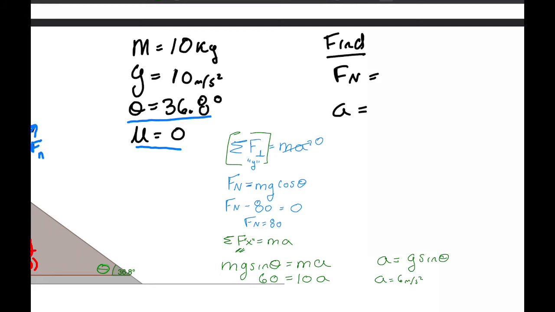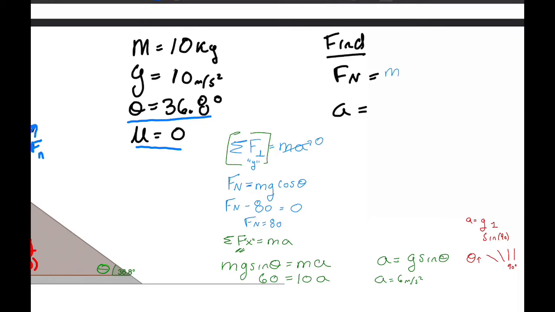What is really cool about this is a equals g sine theta. Think about what happens as your theta increases. Your ramp is getting steeper and steeper and steeper. And the steepest ramp you can ever have is 90 degrees. And in that case, sine of 90 is 1, and a will equal g times 1. Makes so much sense.